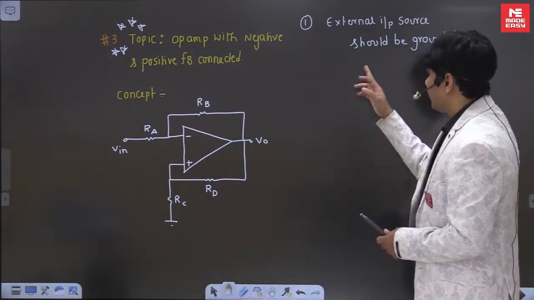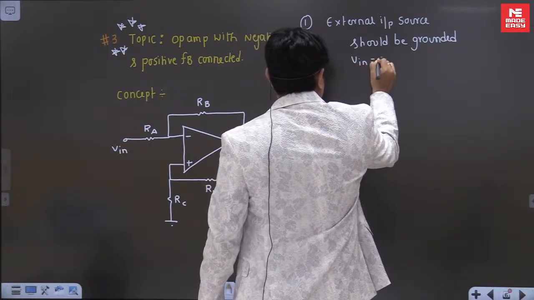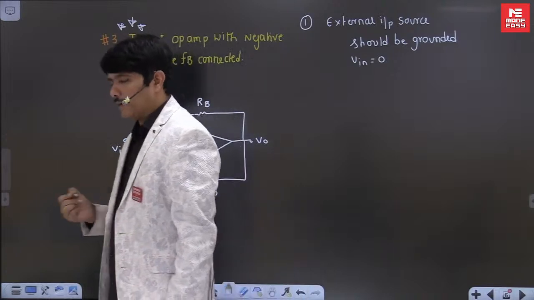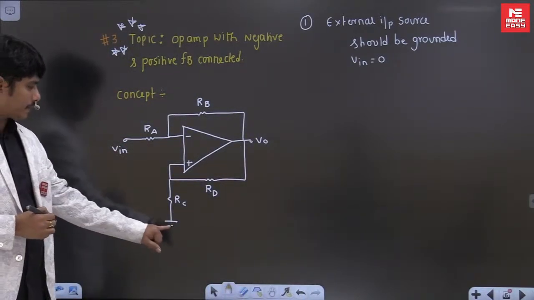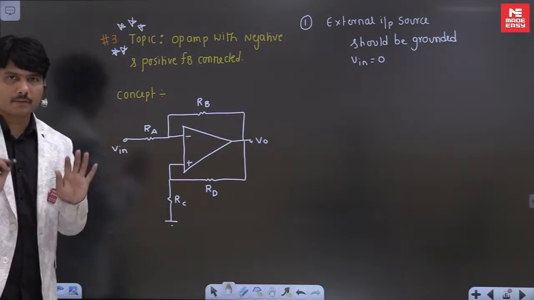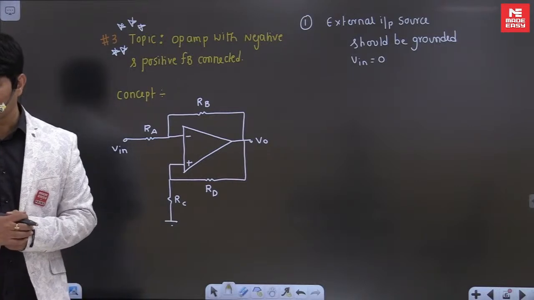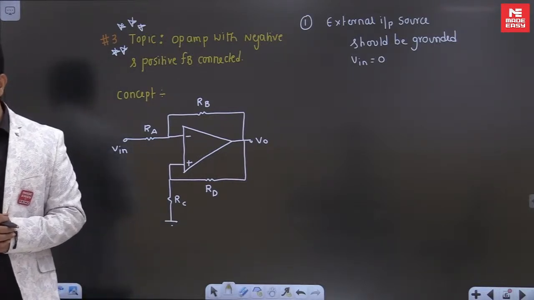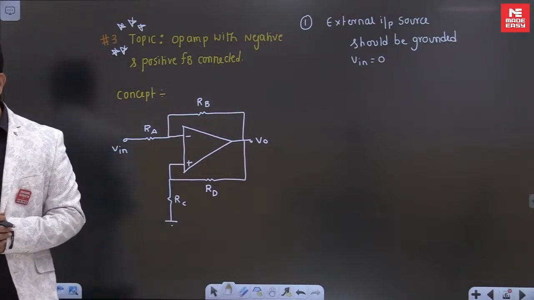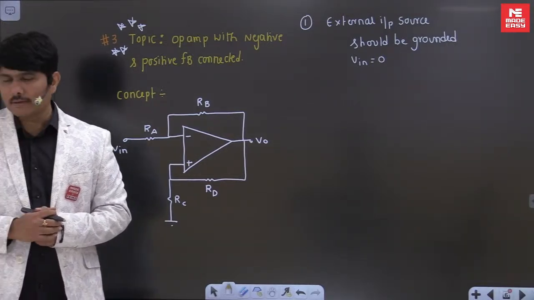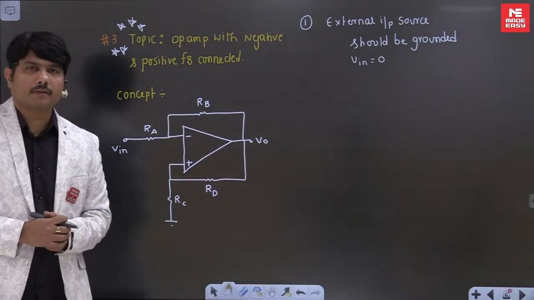So let us apply it. The external source here, VIN, should be 0. So don't bother about the inputs. Anywhere the input is given, you can leave it. Suppose this input is given somewhere, you can make it ground here. So the first job is to ground it. Rule number 1 is very simple: VIN should be equal to 0. That is the first one.